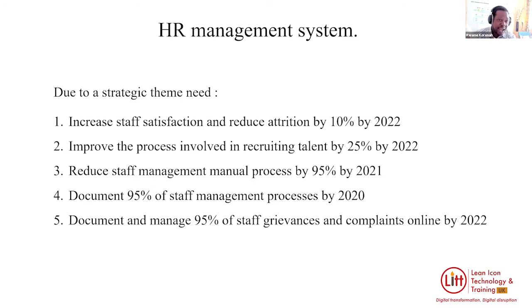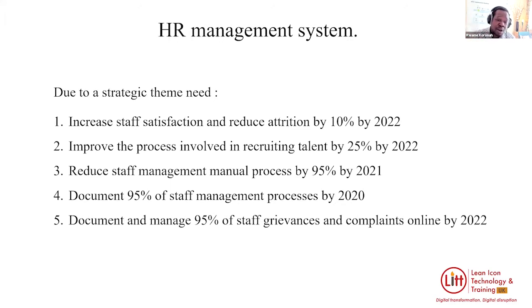So the strategic theme for an HR management system could be we want to increase staff satisfaction and reduce attrition by 10% by 2020. That's a big strategic theme or a big strategic thinking at this point. How do you increase staff satisfaction and also reduce attrition? Those are things that would have different epics involved in it. But in this session, we'll look at building an HR management system to help us reduce staff attrition and to increase staff satisfaction.